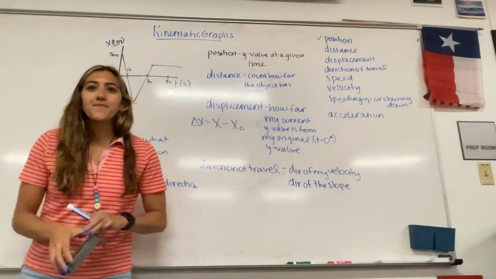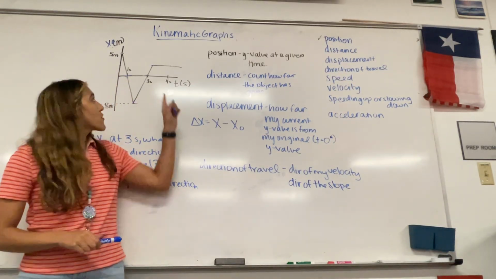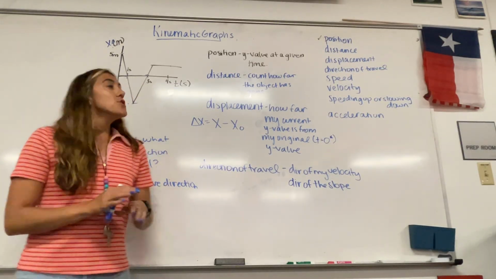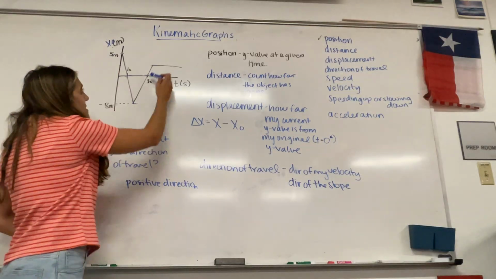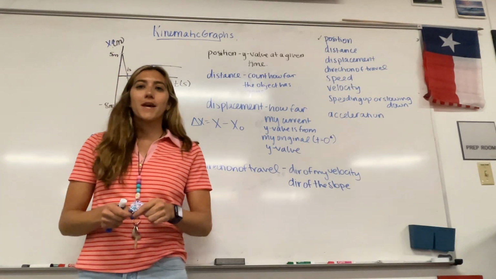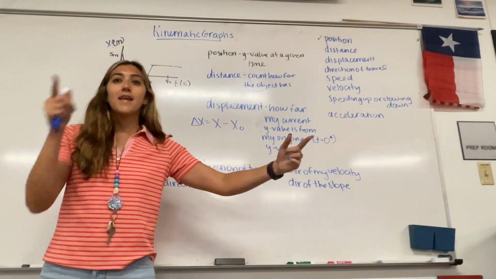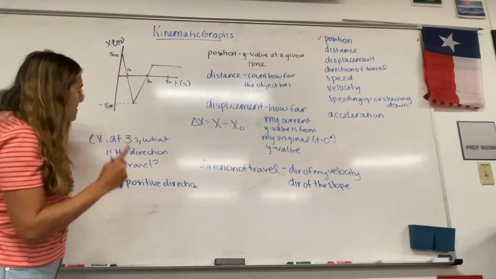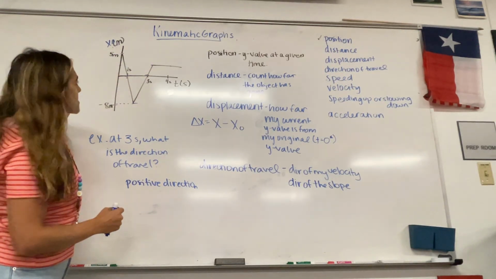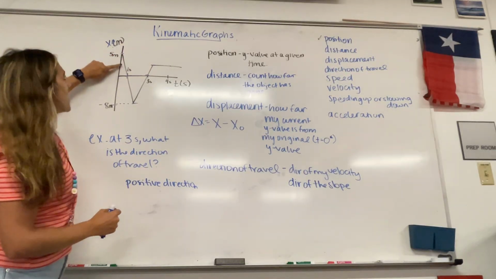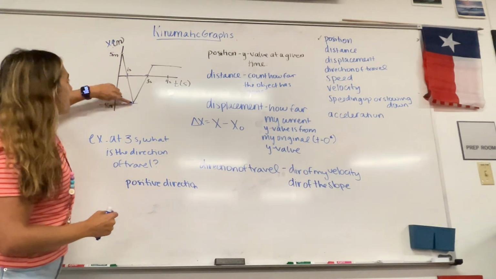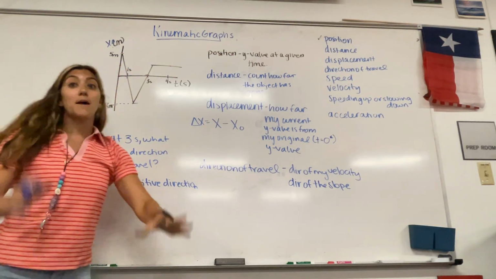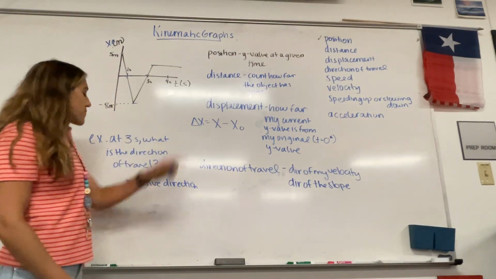Notice, my direction does not change when I cross the x-axis. It is my slope and my slope only. So I don't care that I crossed the x-axis. All that tells me is now I'm located at a positive position instead of a negative position. That's what crossing the x-axis means. But I'm still traveling in a positive direction as long as my slope is positive. So this would be a negative direction until 2 seconds, a positive direction until 3.2, and then no direction because I'm not moving for the remaining part there.